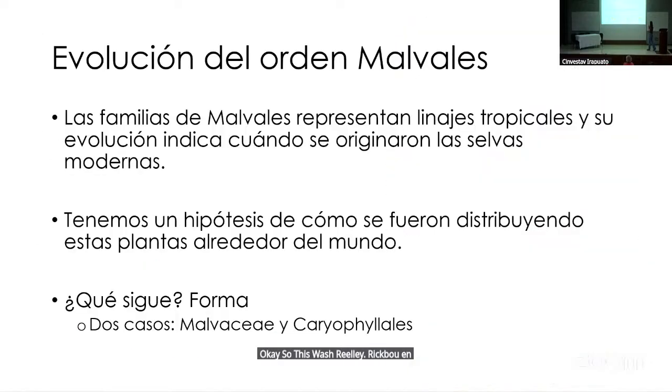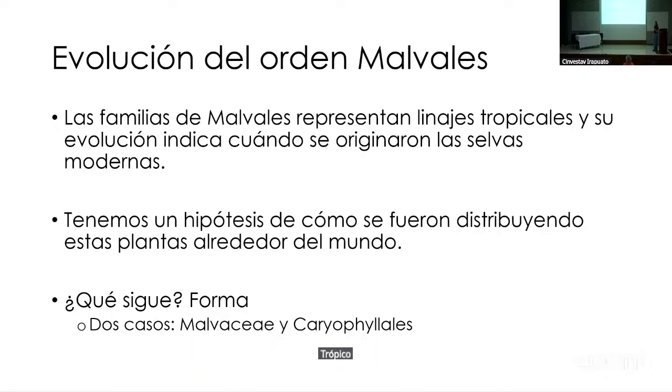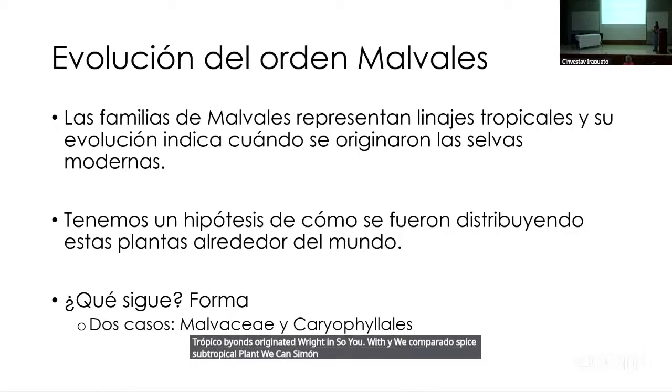And so now we have a time estimate of the origin of the families of Malvaceae. And so this is a representation, like I said, from the tropics. And so this is evidence or a hypothesis of when the modern tropical biomes originated, right? And if we compare this result with other species of tropical plants, we can see a similar pattern, and that's been already done.